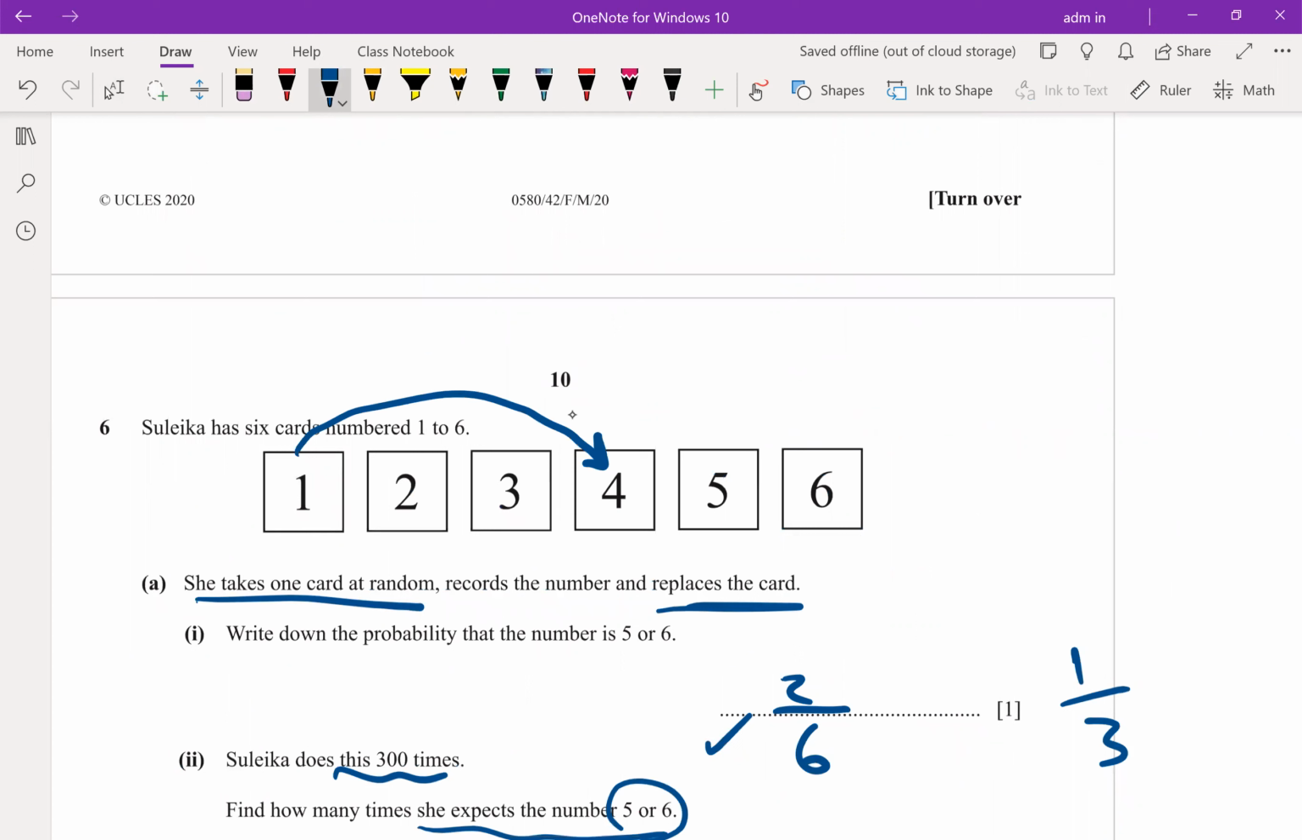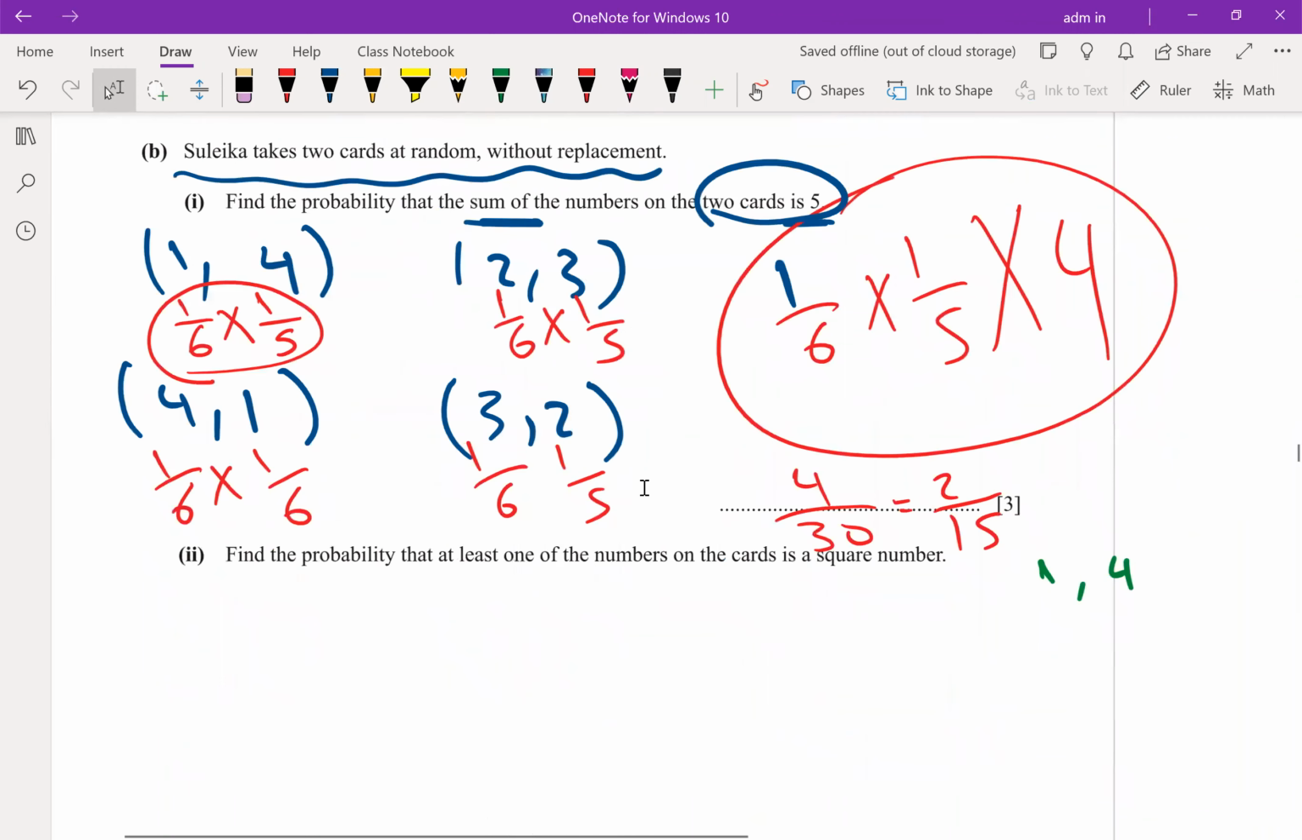1 with 4. Maybe 4 with 1. It depends on which is first and which is second. What else? 2 and 3 or 3 and 2. Don't forget to permute, change the order. Okay. So write all the cases first, then find the probabilities of each. Clear? We added them, correct. You can add, you can take 1 multiplied by 4 because all are equal. But if it is different, you have to add.